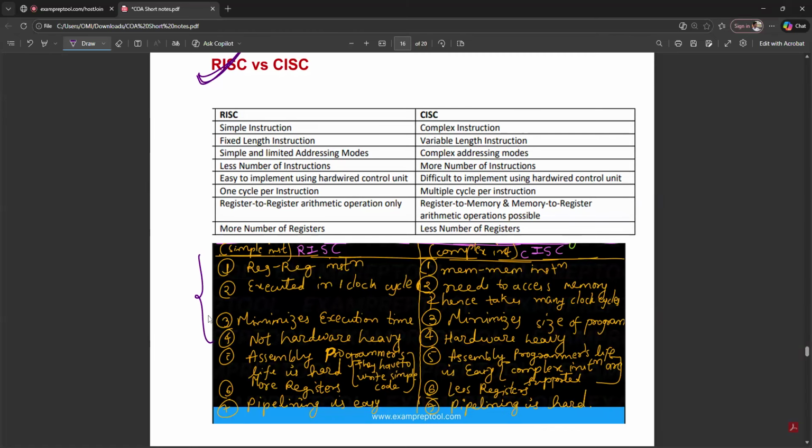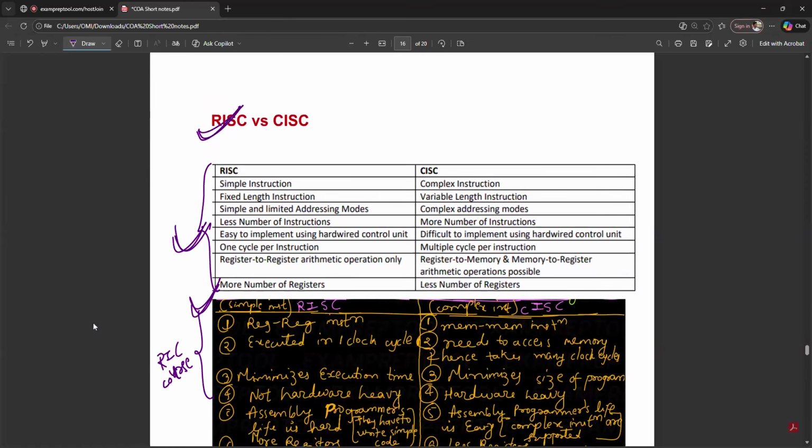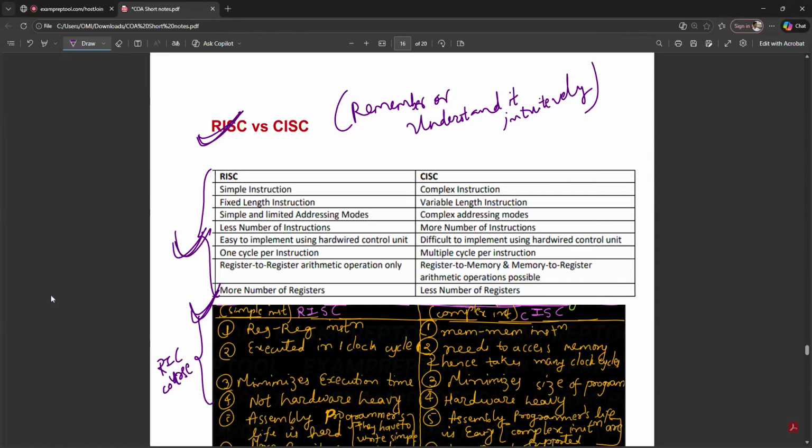So here is my diagram for RISC and CISC. I have explained it well, and I also made this one so both contain the different points. So you just have to remember it, or you can understand it intuitively. I explained it very well in my course.